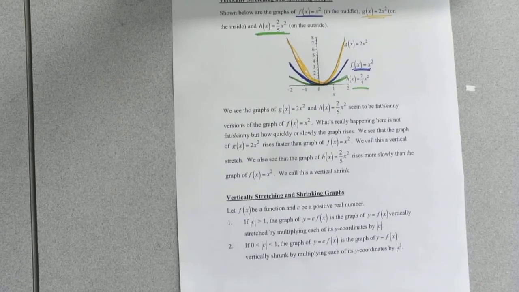There it is detailed. Let f of x be a function and c be a positive real number. And again, we're talking about positive numbers. If it's greater than 1, it's a vertical stretch, multiplying all the y coordinates by that number. If it's less than 1, again, talking about positive numbers, it's a vertical shrink, multiplying all the y coordinates by that number. Now, if it's negative, it'll do the flipping, and then still do the stretching or shrinking by whatever the number is. Let's end that video and go on to the next problems in the next video.